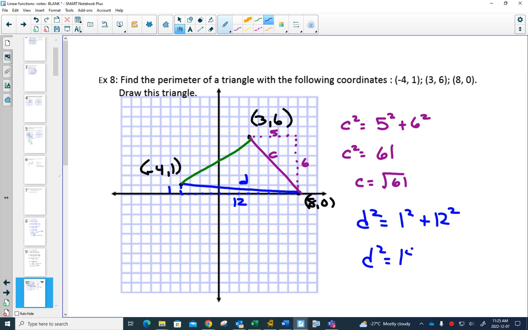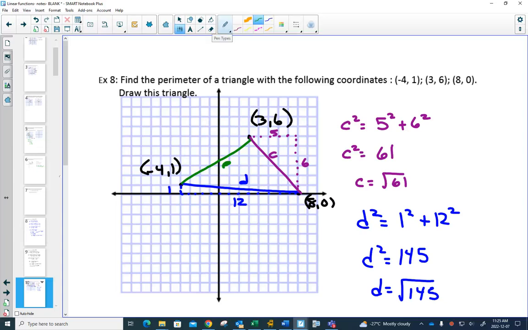D squared would equal 145, so d is the square root of 145. I made a tiny little triangle with the 1 and the 12, the bottom one. Count it. Dot it.